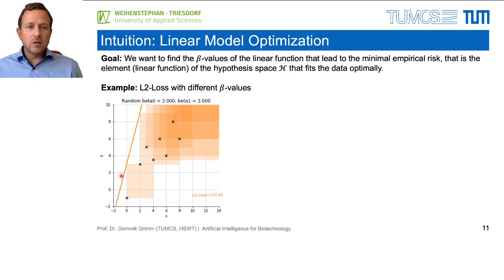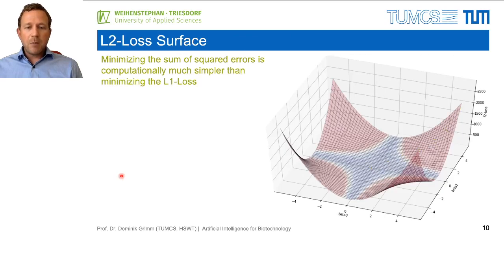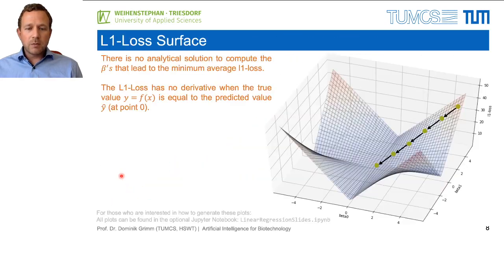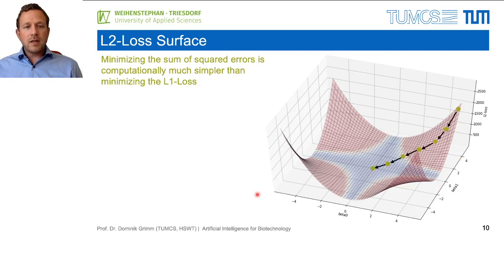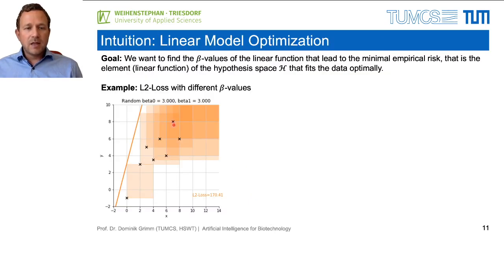And if you're interested to see how I generated this data and how I generated these plots, I uploaded here a Jupyter notebook, which you can download from the website. It's optional, just for your reference, so that you can look up how I computed, for example, these plots and so on. So let's go back to this example. I said I had here different data points. And I now take the L2 loss with different beta values. I just randomly pick some beta values.